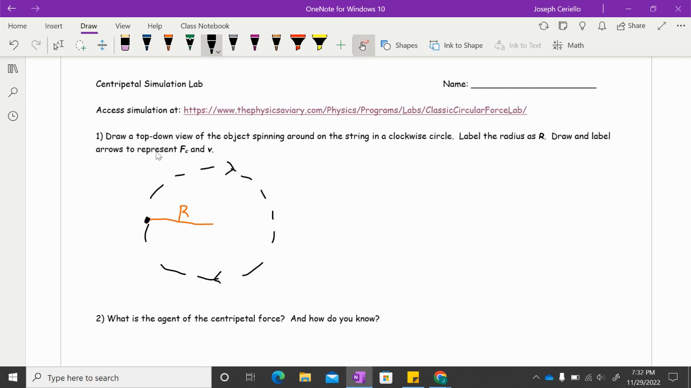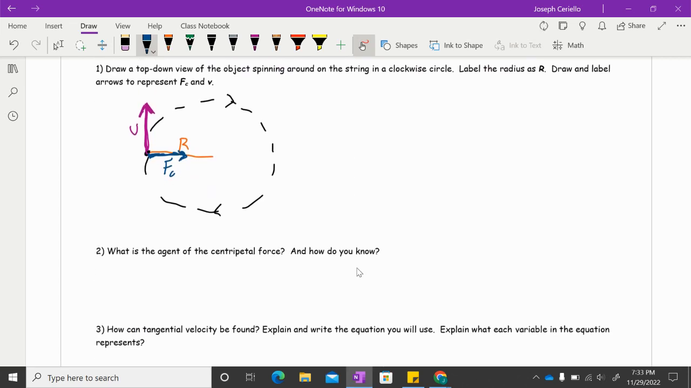And we're going in a clockwise circle. So the velocity would be tangent to the circle in the direction of motion. So in this case, it would be pointing up. And the centripetal force always points to the middle, perpendicular to the velocity. That's our centripetal force. You definitely have to be good in this unit on knowing the direction of the centripetal force and the velocity.